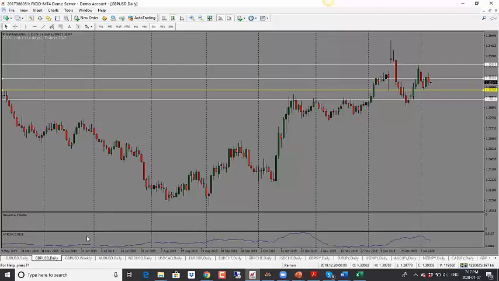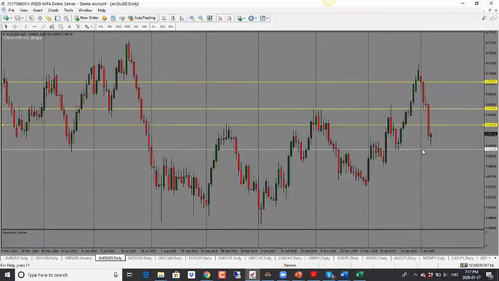Pound dollar, bias is bearish. Aussie dollar here, a huge drop in Aussie dollar today. Now, bias is bearish, but we have a huge drop, which means we could get some substantial pullback. So keep an eye out for that.